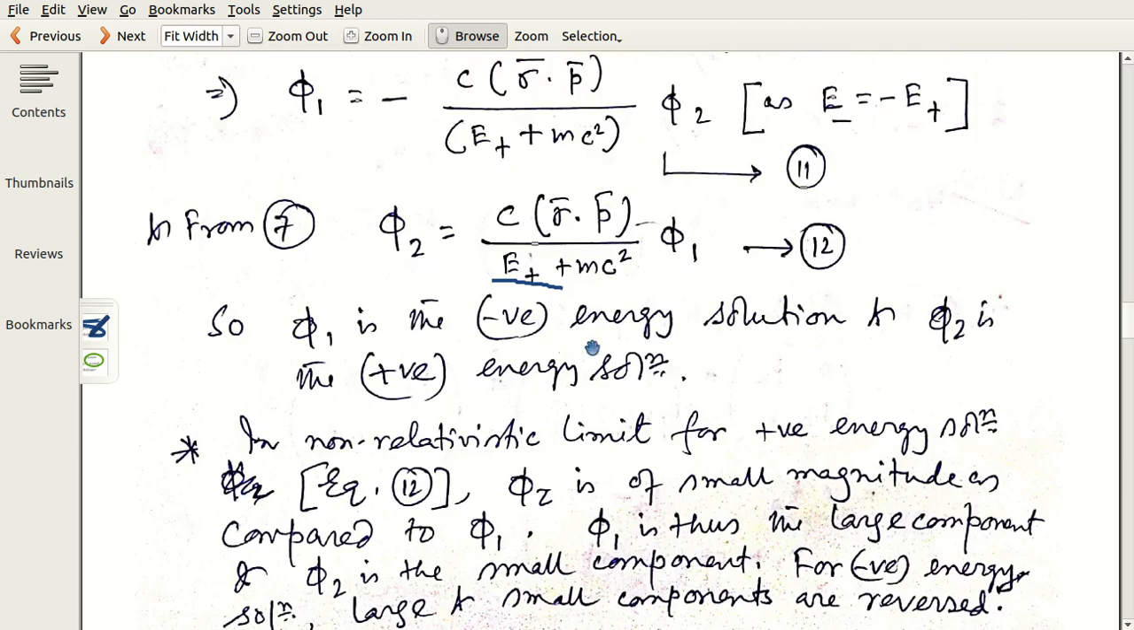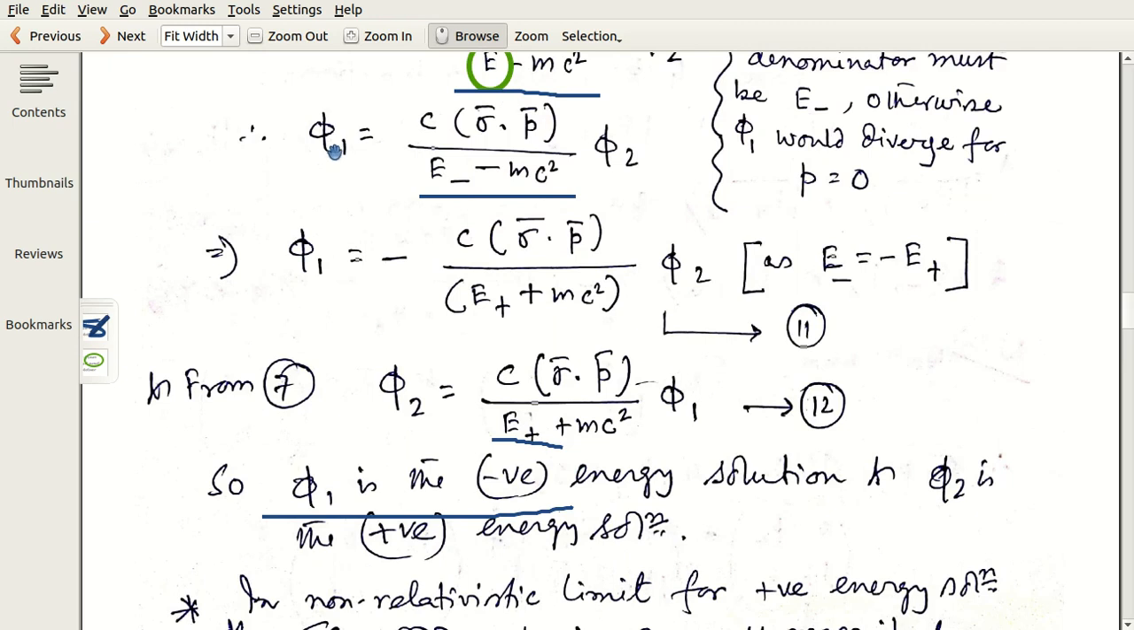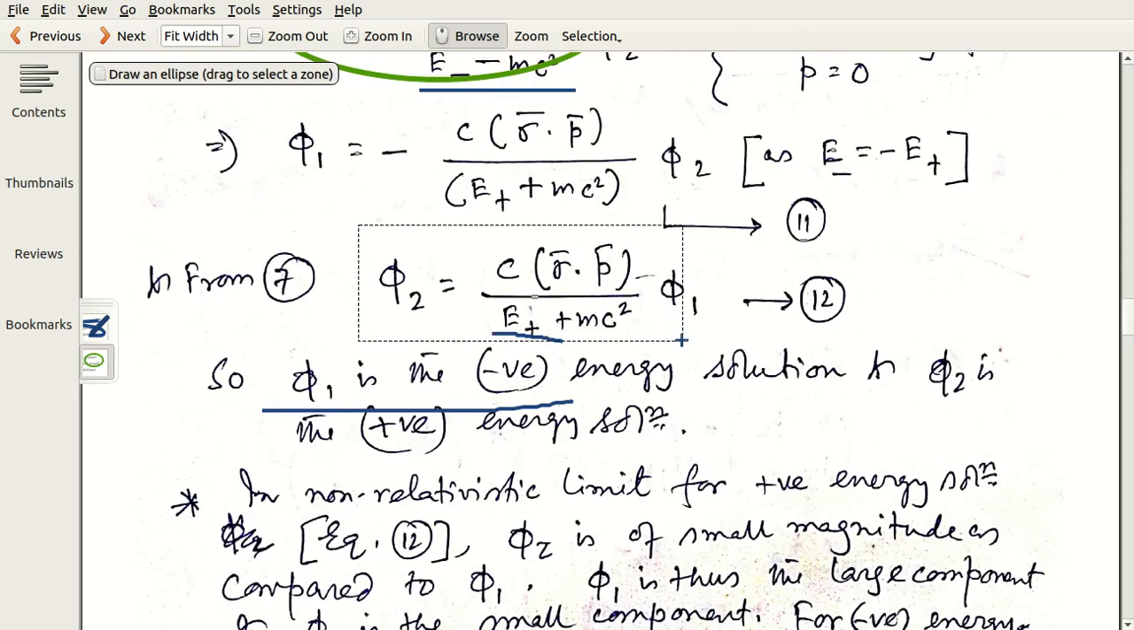Therefore, phi 1 corresponds to the negative energy solution. Phi 1 corresponds to the negative energy solution, phi 1 and negative energy. Here, phi 1 has E minus. This is the part. Check it. Phi 1 is the negative energy solution and phi 2 is the positive energy solution.